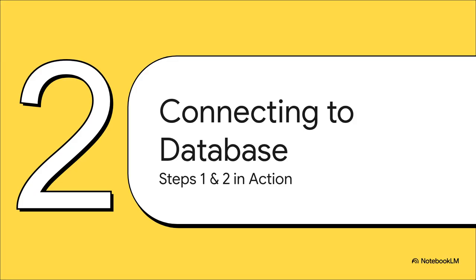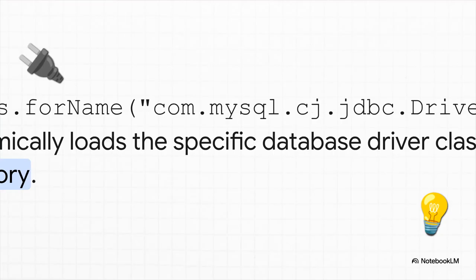All right, let's get our hands dirty and start with the first 2 steps. This is all about getting your foot in the door and opening up that line of communication with the database. Step 1. Load the driver. This line of code, Class.forName, might look a little weird, but all it's doing is telling Java, hey, go find and load the specific translator for the database I want to talk to. In this case, it's the MySQL driver. If you were using Oracle or something else, you just pop its unique driver name in there instead.